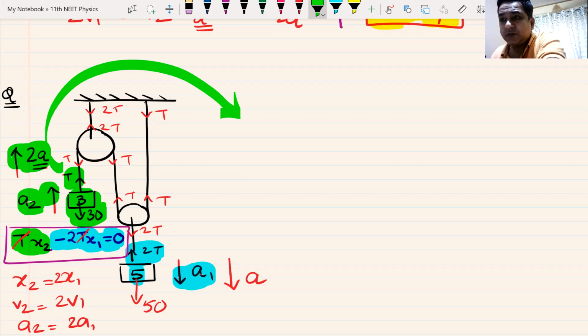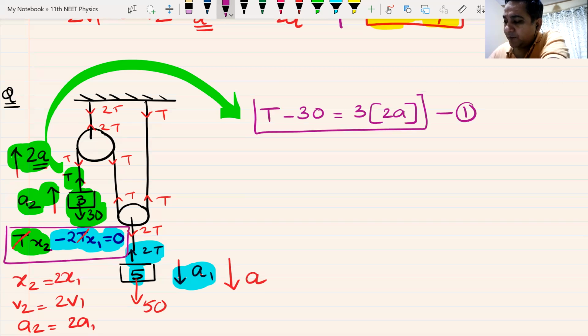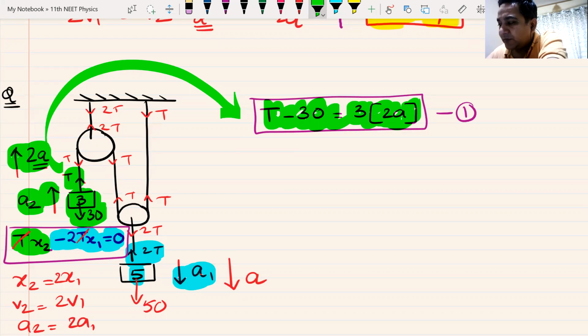Wrong equation, Abhiram. T is upwards. T minus 30 is equal to 3 multiplied by 2a. Do we understand this, everyone? This block is moving upward, so you have to take upward force. That is correct. T minus 30 is equal to 3 multiplied by 2a. That is the green equation. Let us now look at the blue one.